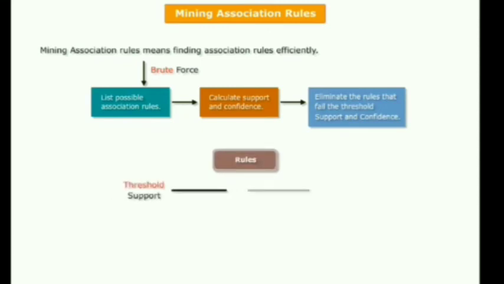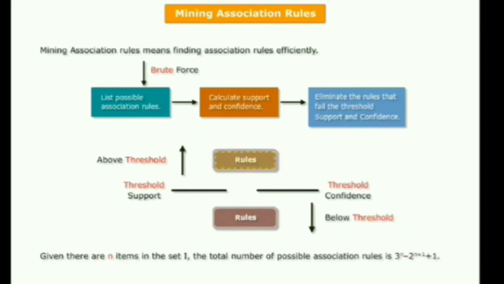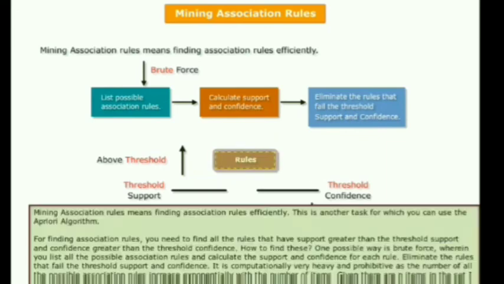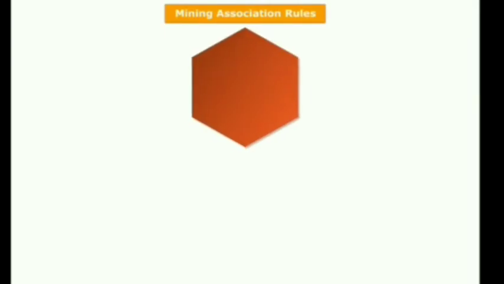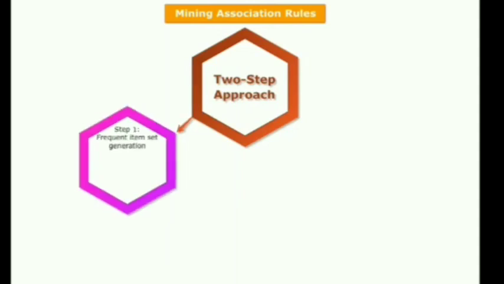It is computationally very heavy and prohibitive as the number of all the possible association rules increases exponentially with the number of items. Given there are n items in the set I, the total number of possible association rules is 3 to the power n minus 2 to the power n plus 1, plus 1. There is one more way called the two-step approach to find the efficient association rules. The two-step approach includes Step 1.